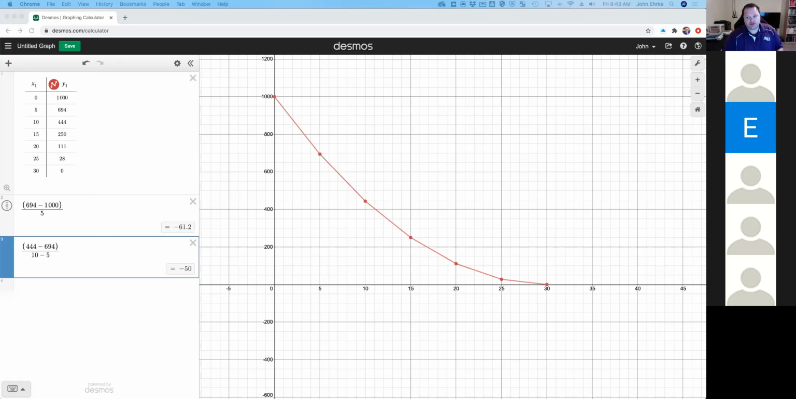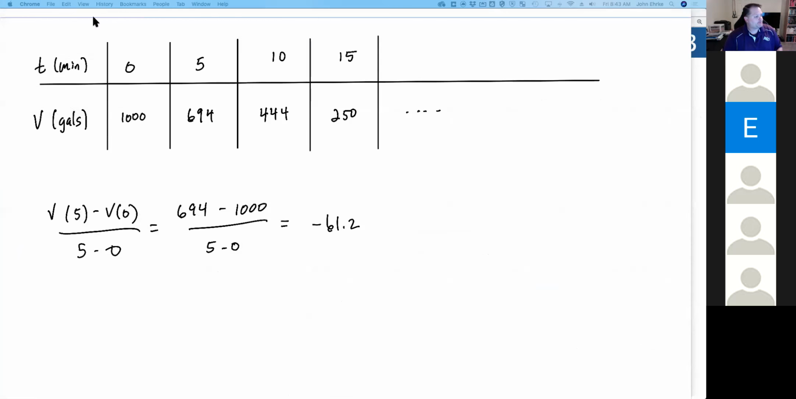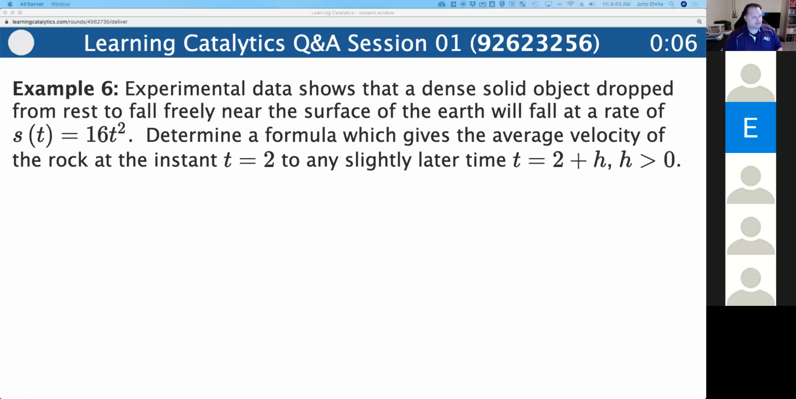All right, then final question. Suppose that we are given data that when you drop a solid object from rest near the surface of the Earth, the position function for that data is 16t squared. So this is where you're sort of negating gravity a little bit because you're really, really close to the surface of the Earth. You're going to determine a formula which gives the average velocity of the rock from the instant t equals 2 to any slightly later time t equals 2 plus h.